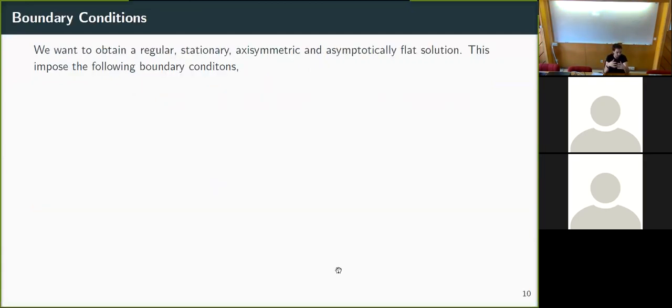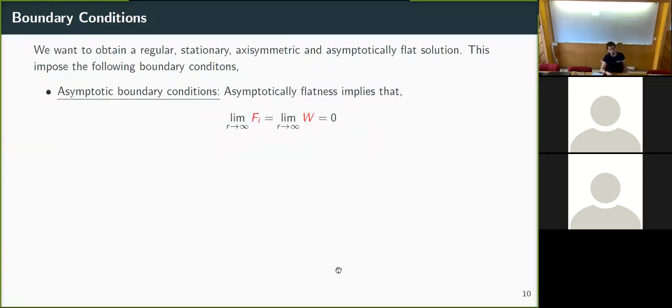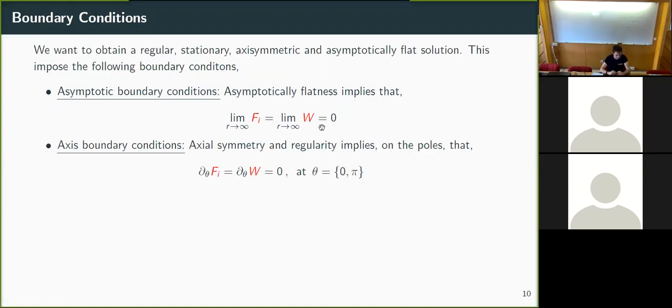So now that we have a metric, we have to impose boundary conditions. Since we want a regular, stationary, axially symmetric and asymptotically flat solution, this will impose some restrictions for the functions in the boundary conditions. For the asymptotic boundary conditions, it's quite easy to see that since we want asymptotic flatness, all the f functions and the w function must go to 0. Then for the axial boundary conditions, axial symmetry and regularity implies that on the poles, the derivative of the f functions and the w function with respect to theta must be equal to 0.